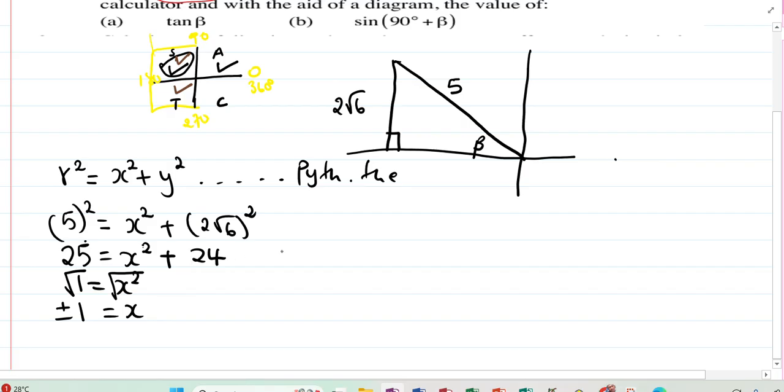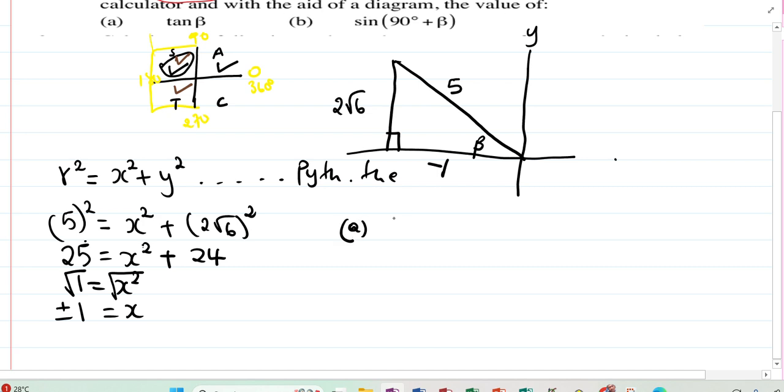Now I need to make a conclusion. So how do I conclude? X can only be negative 1, because I know that the values of x that are on the left hand side of the y-axis here are negative. The values of x that are on the right hand side of the y-axis are positive. The values of y that are above the x-axis are positive, the values of y that are below the x-axis are negative. Now that my diagram is complete, I can now answer the questions.